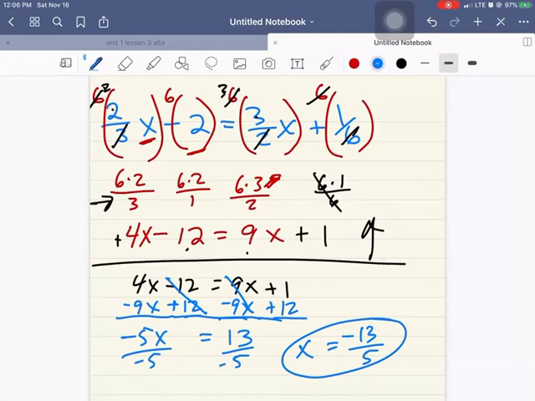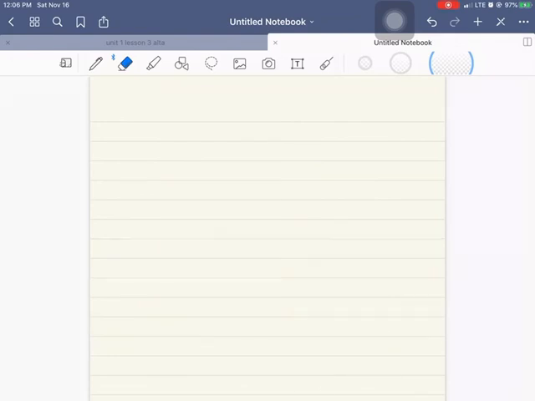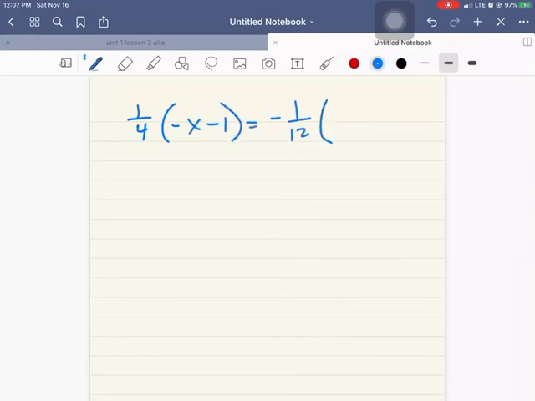And then there's one more on the page that has a distribution. Let me get rid of these things. All right, so 1 over 4 times negative x minus 1 equals negative 1 over 12 times 2x minus 3. All right, so when you have a distribution, it's a little different. I just finished saying on the other ones that you need to multiply the LCD by every term in the problem. Of course, there's one exception when I have a distribution, okay?